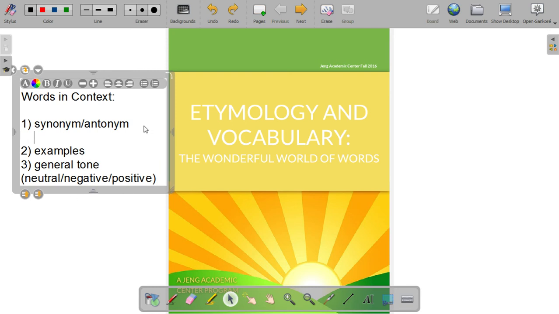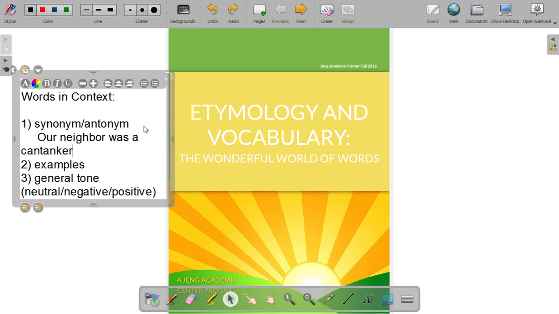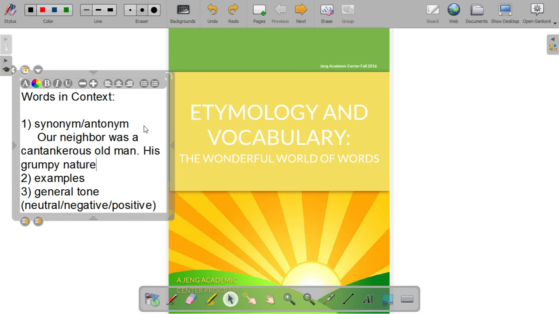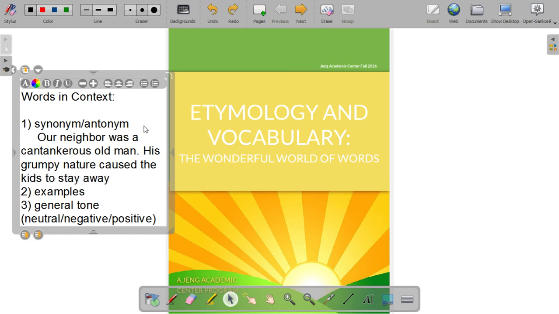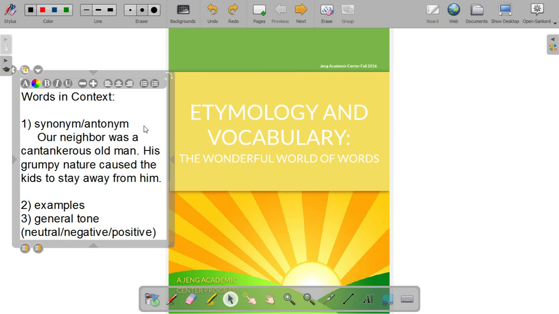So I'll give you an example of how to use a synonym. If I said, our neighbor was a cantankerous old man, his grumpy nature caused the kids to stay away from him. In this case, if you were trying to define what cantankerous meant, what synonym in the sentence will help you out? Grumpy. Grumpy, yeah, exactly. So this one's easy. When it has a synonym or antonym, it makes it really easy.